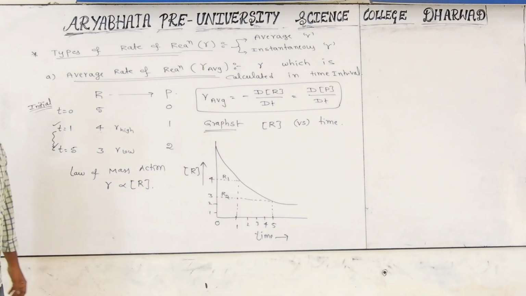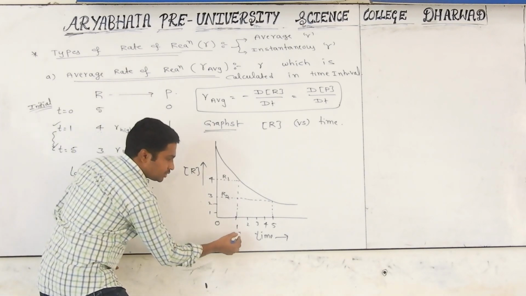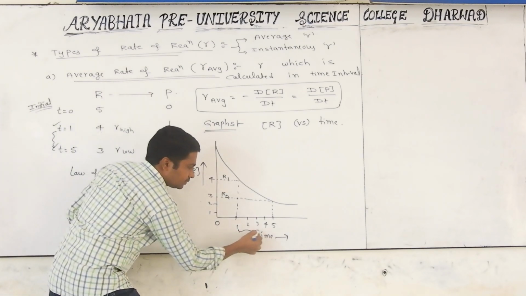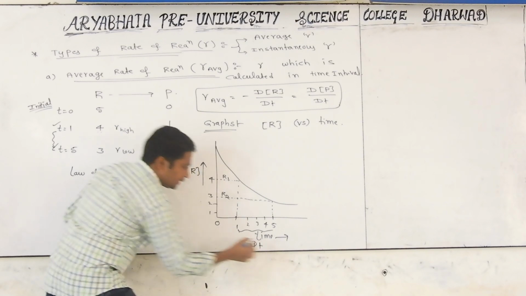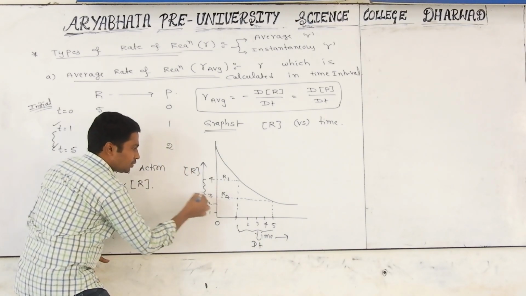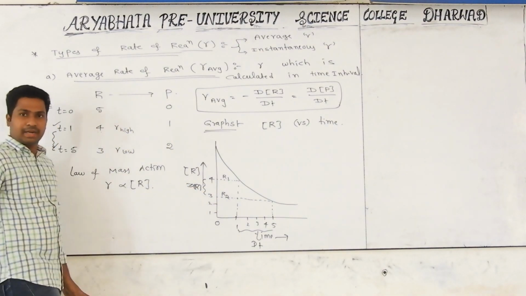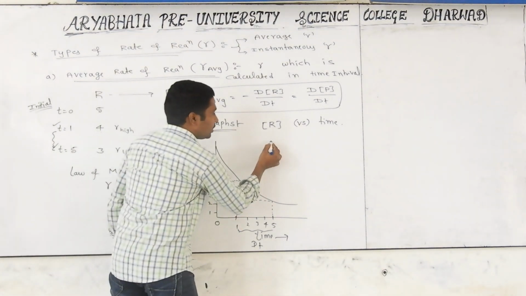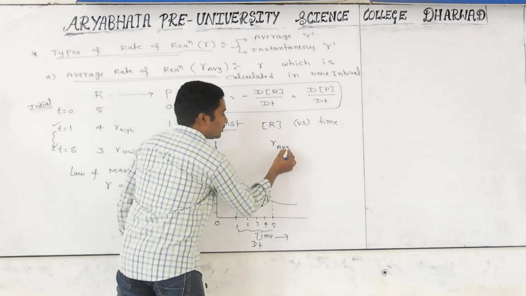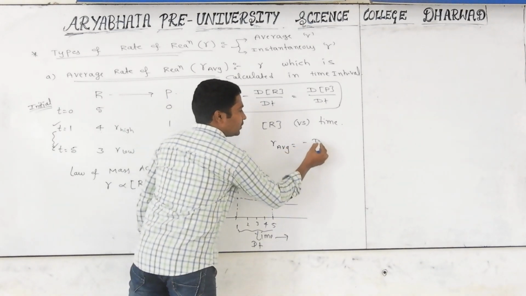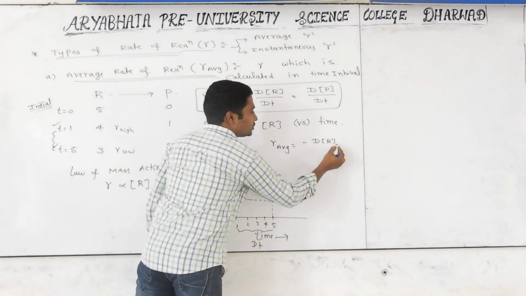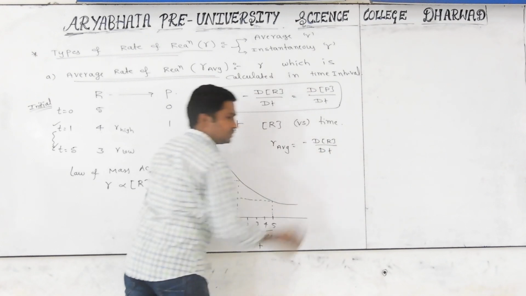Now I want to find out the average rate of reaction. The time change is denoted by dt. Your interval is nothing but dt. And this interval is the change in concentration of the reactant. Then what is the formula for the average rate? Average rate of reaction equals minus change in concentration of reactant by time change.